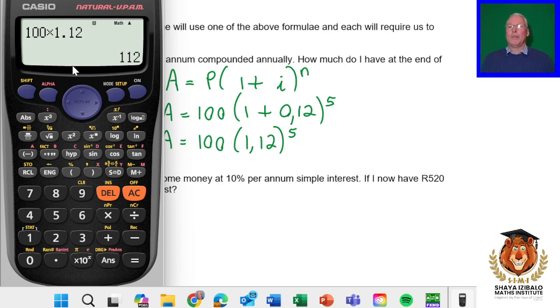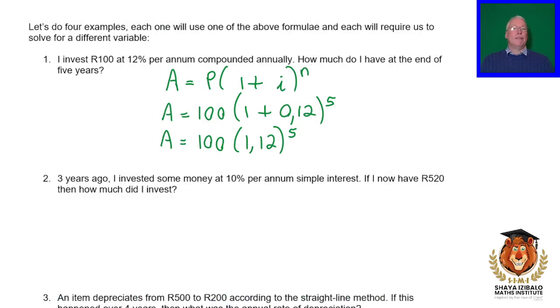Then we need to multiply that by 1.12, and that's how much we'd have after 2 years. Times it by 1.12 again, that's how much we'd have after 3 years. Times it by 1.12 again, that's how much we'd have after 4 years, and times by 1.12 one last time. 176 Rand and 23 cents. 176 and 23.